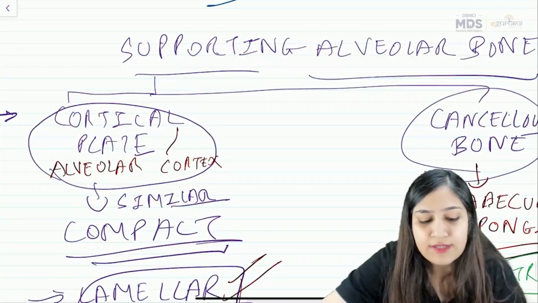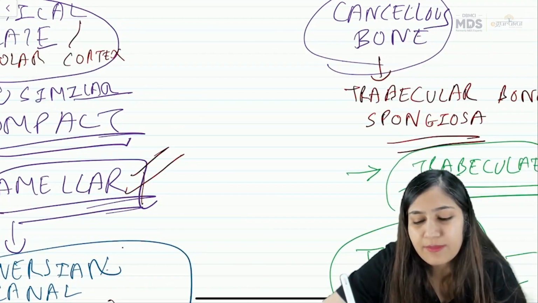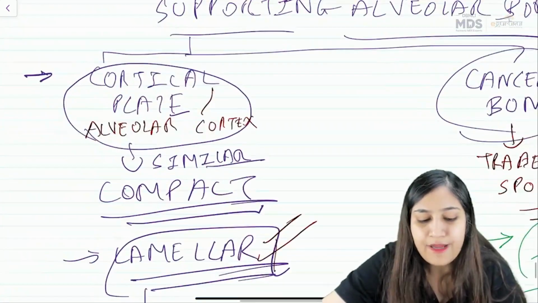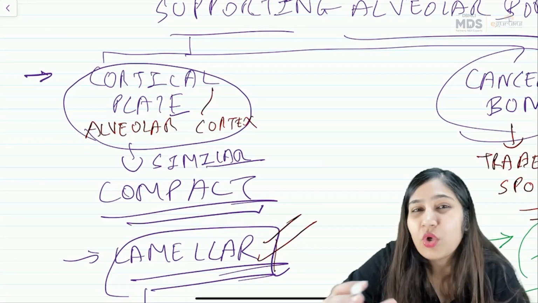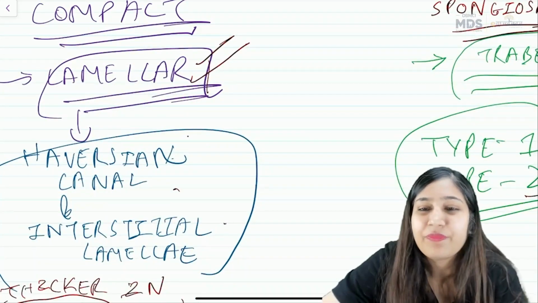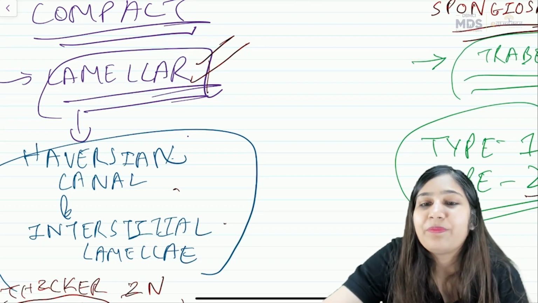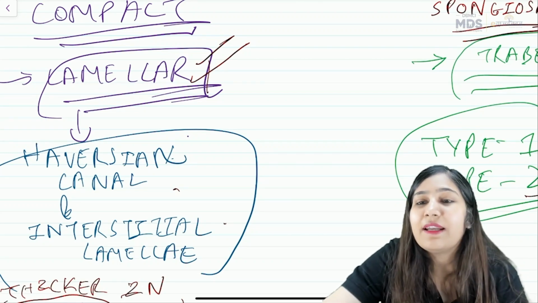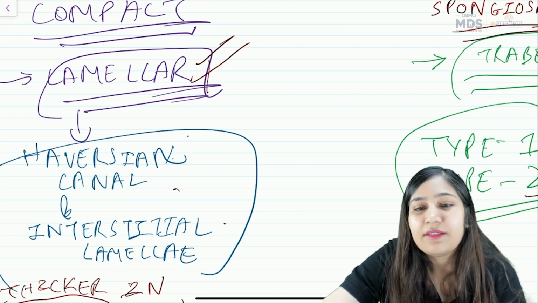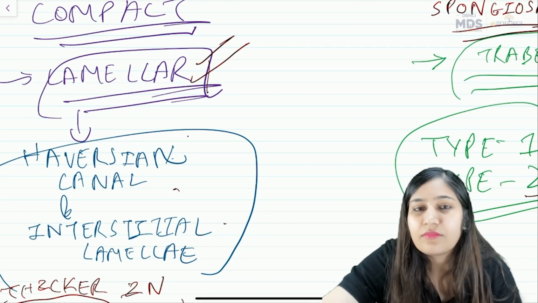Supporting alveolar bone consists of cortical plate and cancellous bone, also called trabecular bone or spongiosa, while cortical plate has a structure similar to compact bone, as we had discussed at the start of the chapter. Vascular supply of the alveolar process: mainly anterior and posterior alveolar arteries, and for mandible, inferior alveolar arteries. So we have completed with our alveolar bone.